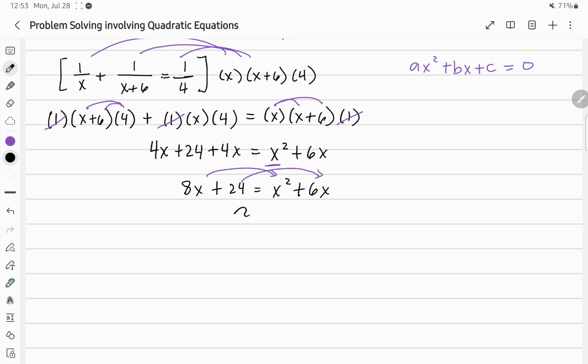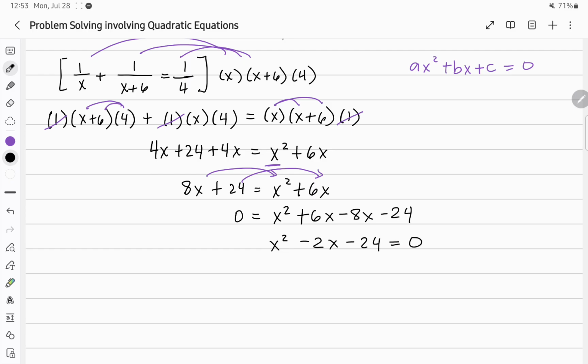So, ngayon, lipat ko yung 8x and 24 sa kabilang side ng equation. So, we will have 0 is equal to x squared. Copy ko muna yung 6x pala. Lipat ko yung positive 8x, magiging negative 8x. Lipat ko yung positive 24, magiging negative 24. Combining like terms, we will have x squared, 6x minus 8x is negative 2x, minus 24 is equal to 0.